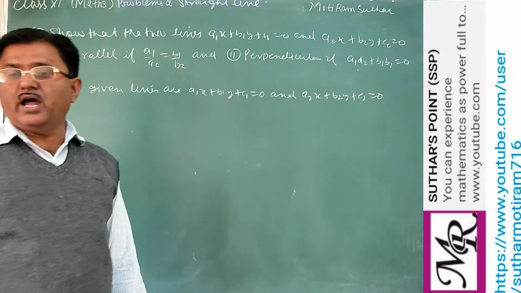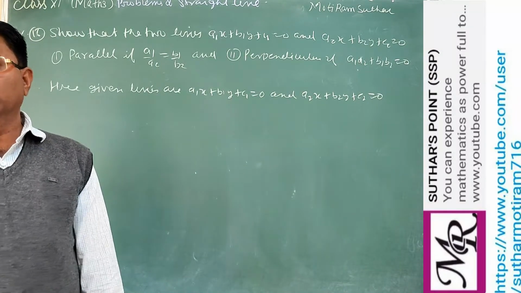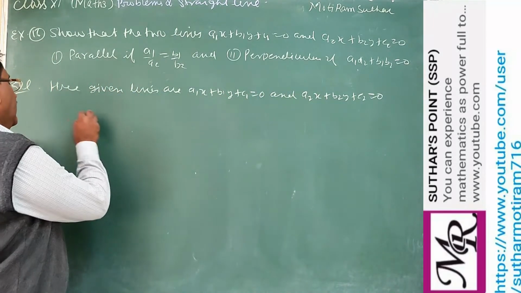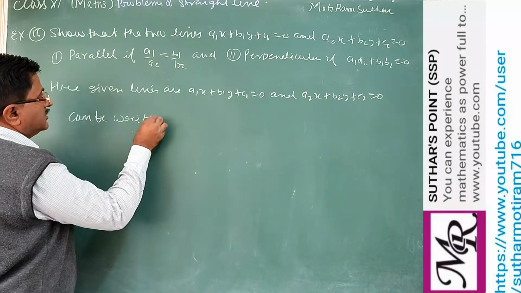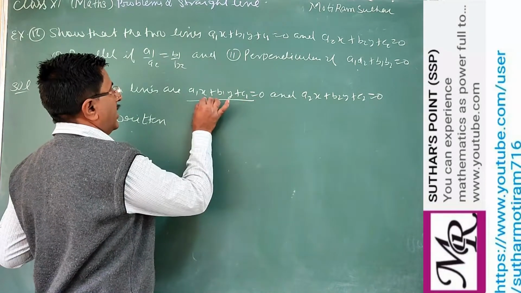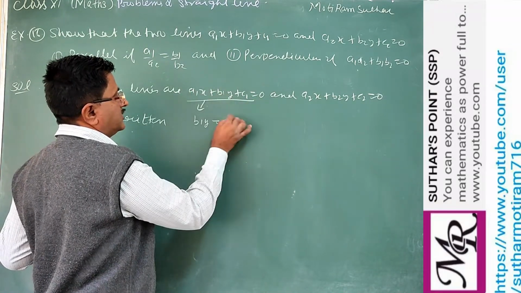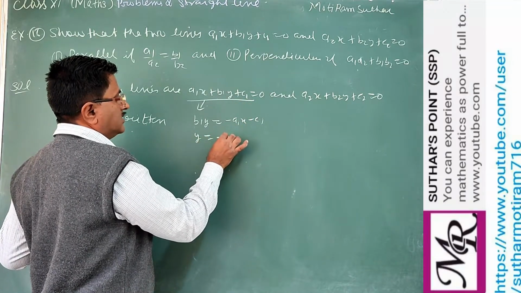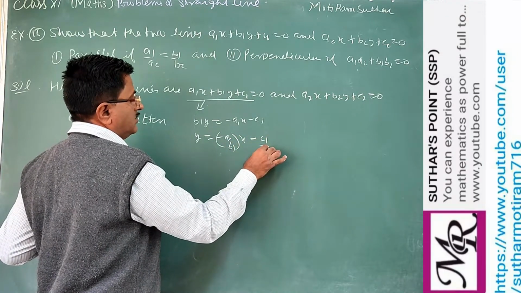To prove the lines are perpendicular or parallel, we need their slopes. So the general form we can convert into slope form, y equal to. The first can be written as b1y = -a1x - c1, so y = -(a1/b1)x - c1/b1.